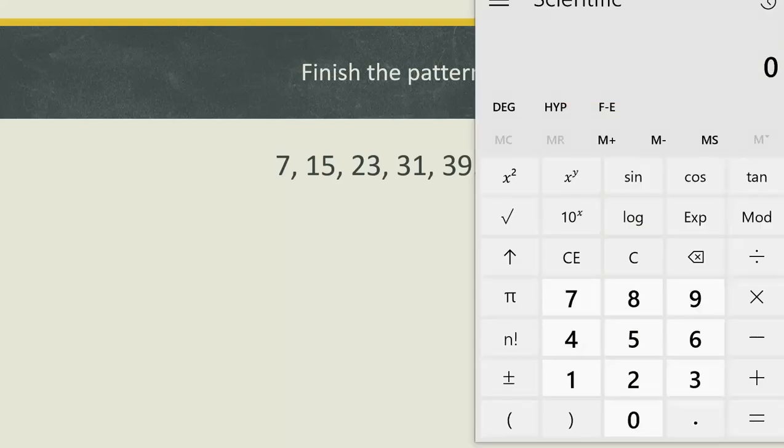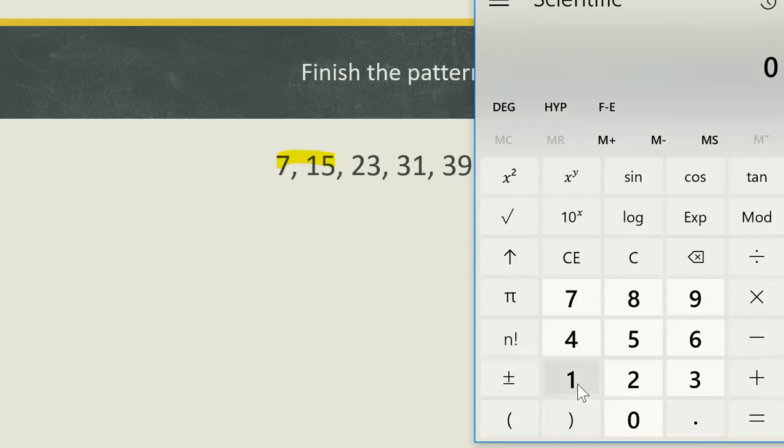So you might know 7 plus what equals 15. If you're not sure, grab your calculator. We're going to look at each pair of numbers. So we're going to start with 15 and 7. What I'm going to do on my calculator is I'm going to take 15 minus 7. That equals 8. That means I added 8 to get from 7 to 15. I'm going to write that down.